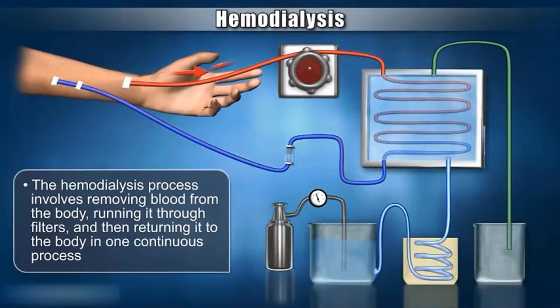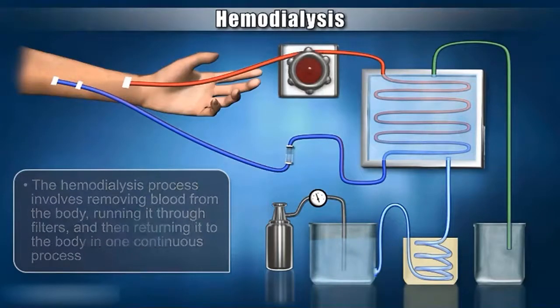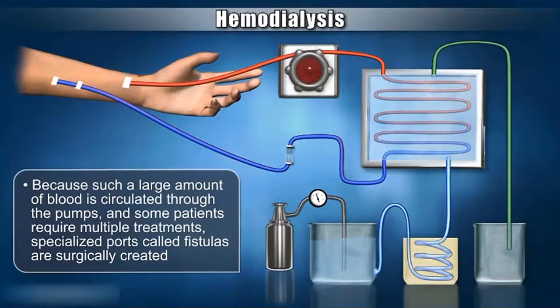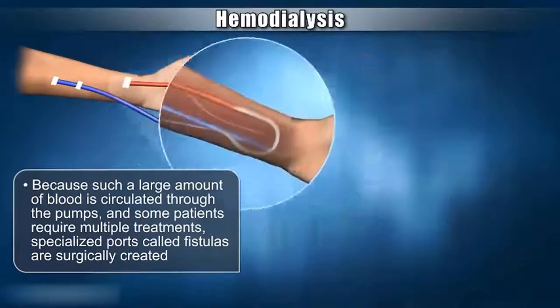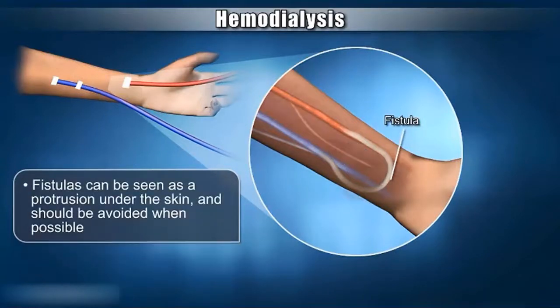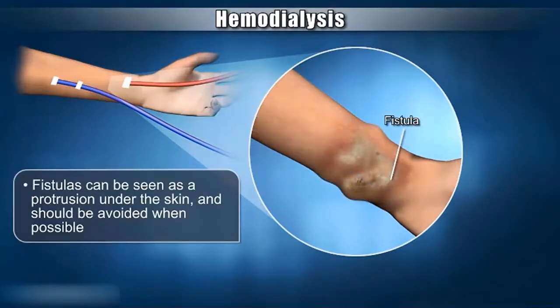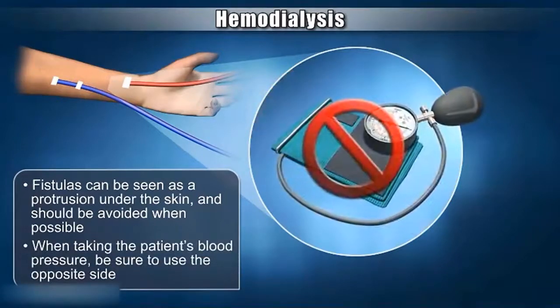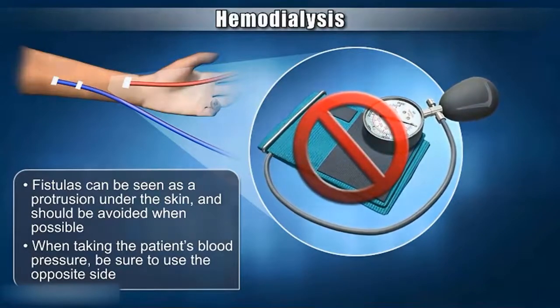Hemodialysis. The hemodialysis process involves removing blood from the body, running it through filters, and then returning it to the body in one continuous process lasting a few hours. Because such a large amount of blood is circulated through the pumps, and some patients require multiple treatments a week, specialized ports called a fistula are surgically created to gain better access and for more efficient treatment. Fistulas can be seen as a protrusion under the skin and should be avoided when possible. When taking the patient's blood pressure, be sure to use the opposite side.